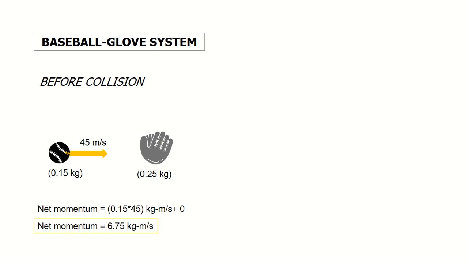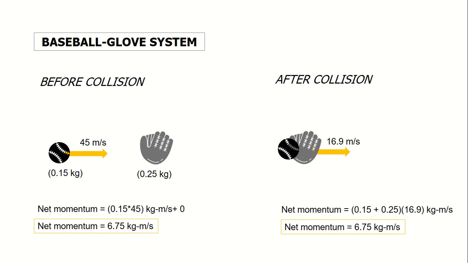Another example is the total momentum of a baseball and the catcher's mitt before and after the catch. Before the collision, only the incoming baseball contributes to the total momentum of the system, as the glove is stationary. After the collision, both objects stick together or move as one. However, the total momentum stays the same.